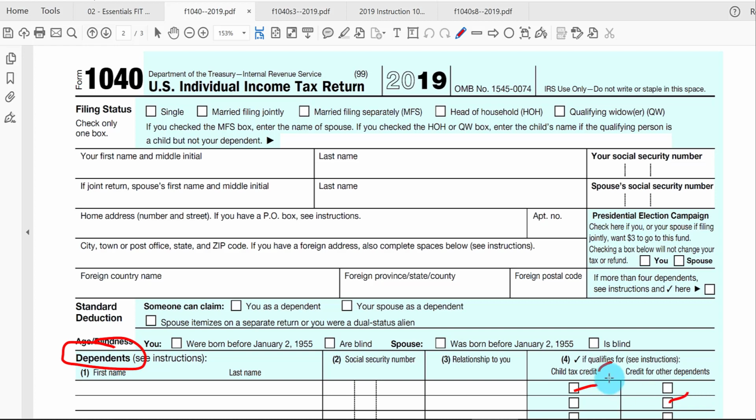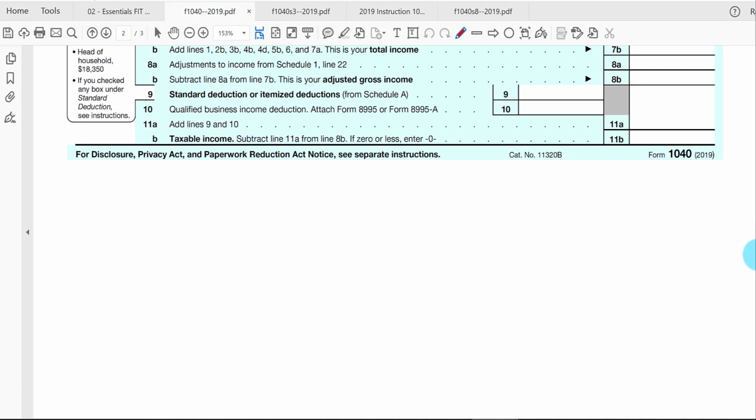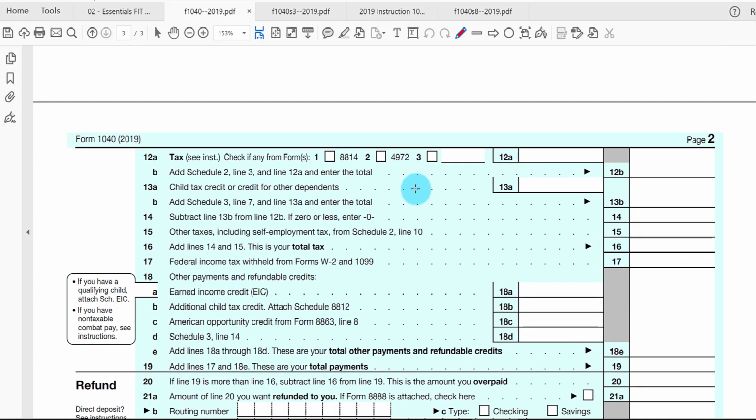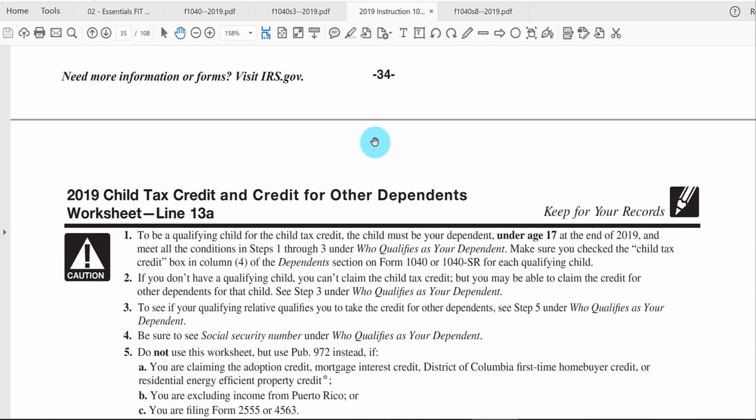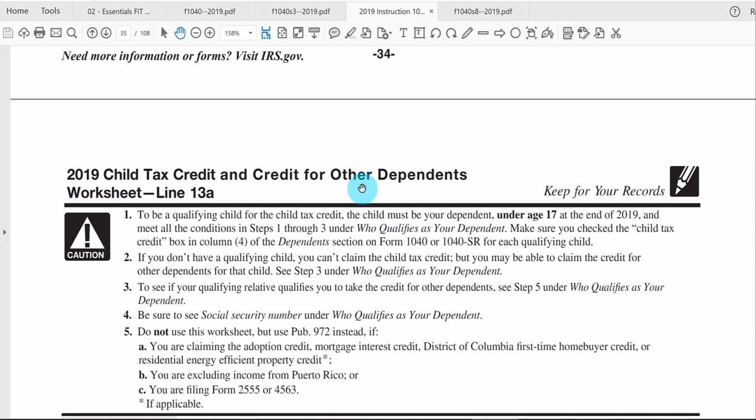The credits here are quite common on tax returns, so we have a specific line on the 1040 form. That's line 13A. If you remember, the less common non-refundable credits were reported and grouped on Schedule 3. But here again, we have a separate line for the child tax credit and credit for other dependents. Before we enter the amount in line 13A, we have to calculate it on a worksheet in the instructions for the 1040 form, beginning on page 35.